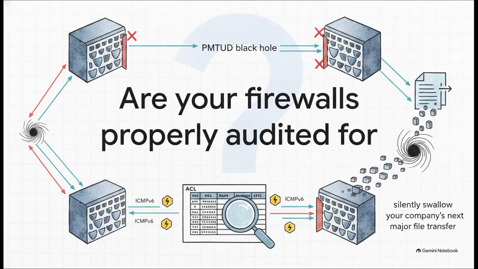So I'll leave you with this. Looking at your own environment right now today, are your firewalls actually configured for true dual-stack routing? Have you whitelisted those critical ICMPv6 types we talked about? Or are you sitting on a PMTUD black hole just waiting to silently swallow your company's next major file transfer? Seriously, go check those access control lists today.